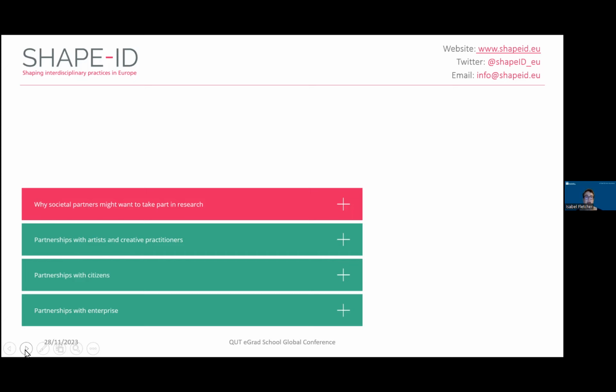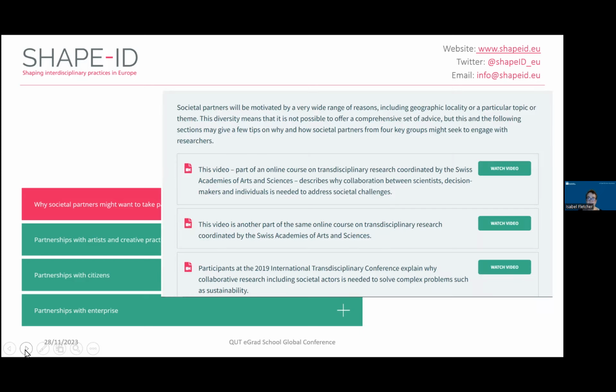And so if you click on one of these accordion lines, you get a short blurb and then links very directly to the resources that we are highlighting. In this case, the first couple of these are produced by the Swiss Academy of Arts and Sciences, who are a major funder of transdisciplinary research in Europe. And then there's another video. They're not all videos. This is just coincidence.